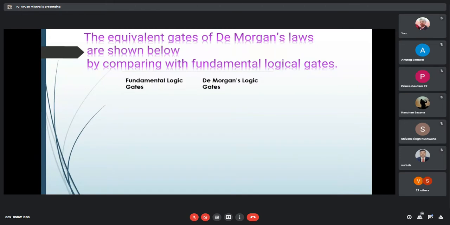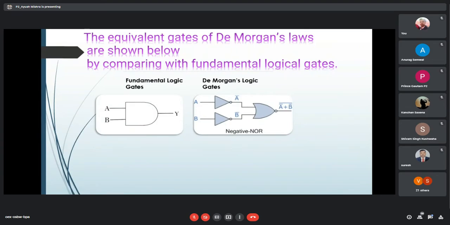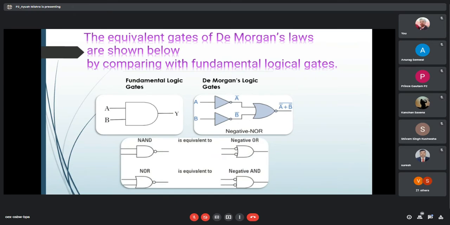We have the equivalent gates of De Morgan's laws shown below. That is, we are going to compare some fundamental logic gates with De Morgan's logic gates. This right here is the AND gate. Next to it is the negative NOR gate. Now these two gates are equivalent to each other. Similarly, the NAND gate is equivalent to the negative OR, and the NOR gate is equivalent to the negative AND. All these gates are equivalent and can be proved by De Morgan's laws. You can use a truth table also to verify them.